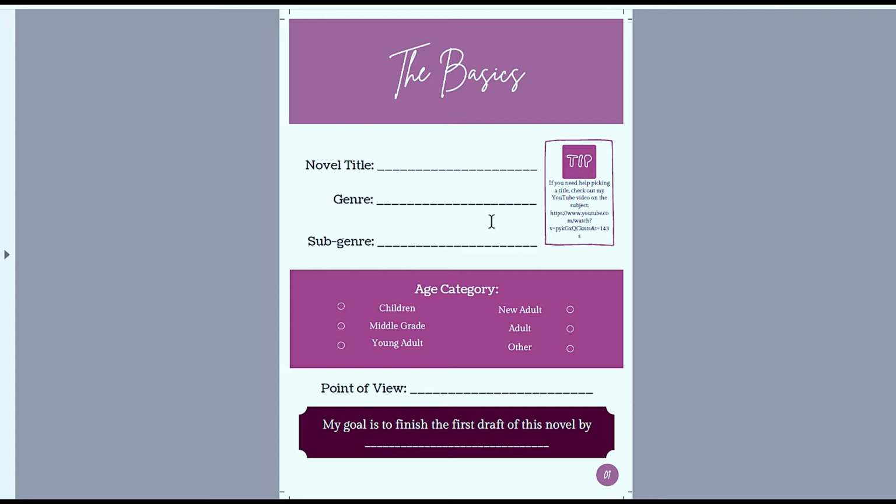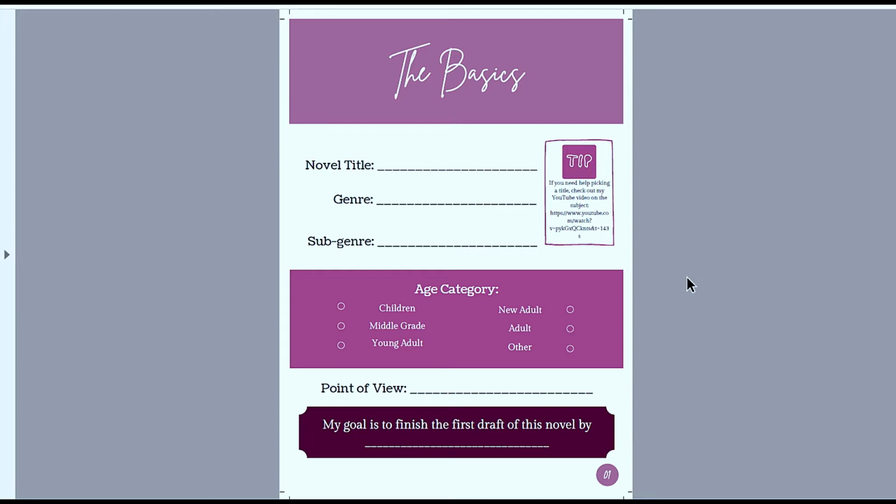So this might be something like you have a fantasy romance, or you have a science fiction adventure novel. Then age category. Once again, I have to emphasize that your book is not for everyone. It can appeal to everyone. Sure, it'll be great if everyone will read it, but you have to choose an age category.